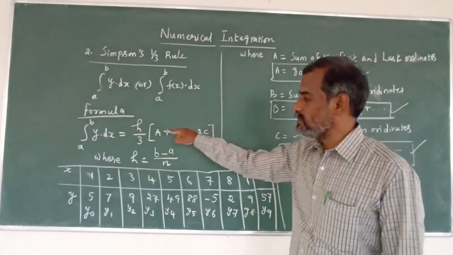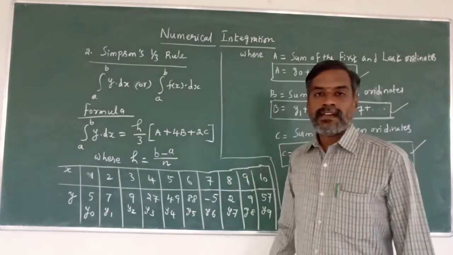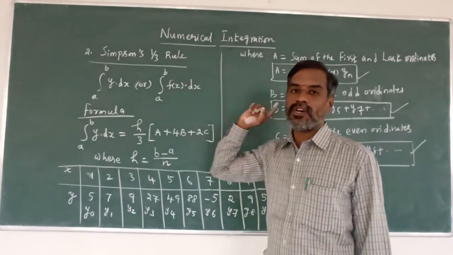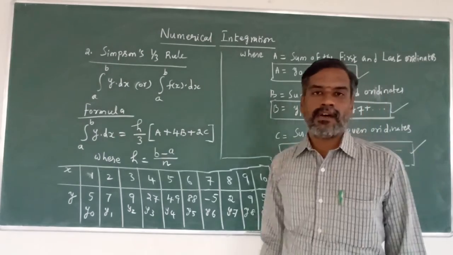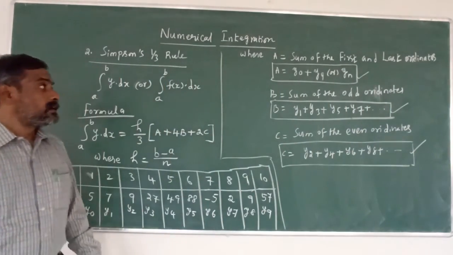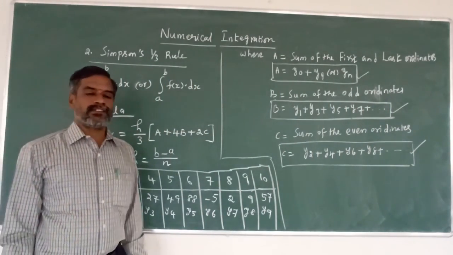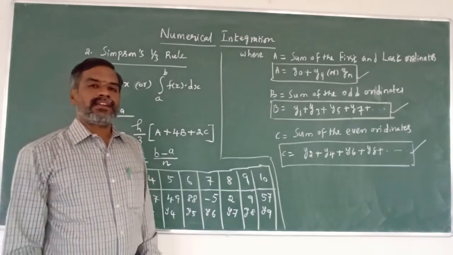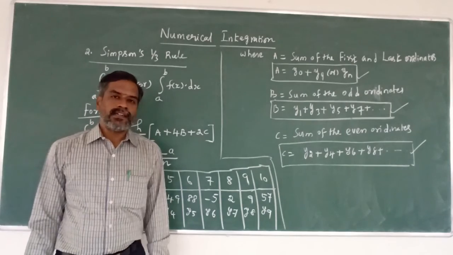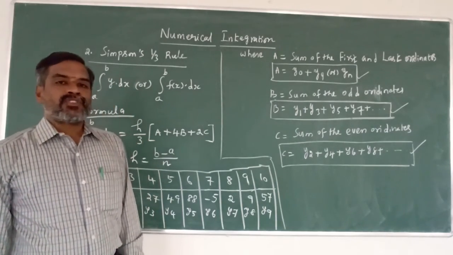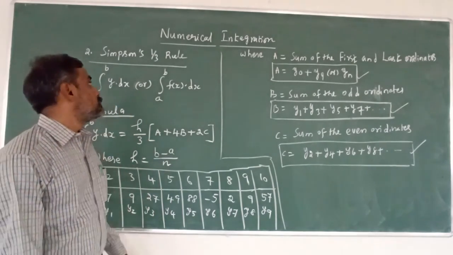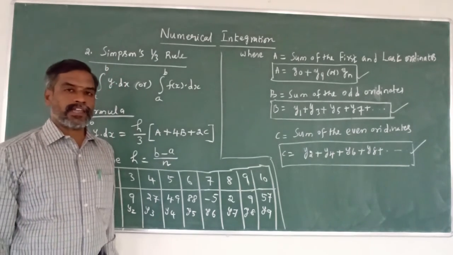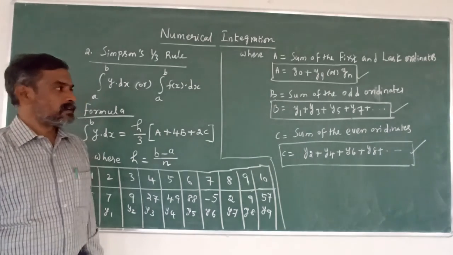Now the given numerical integration is solved by using Simpson's one-third rule. Simpson's one-third rule in numerical integration. The given numerical integration we can solve in two ways, either the trapezoidal rule or Simpson's one-third rule. Okay? Thank you.